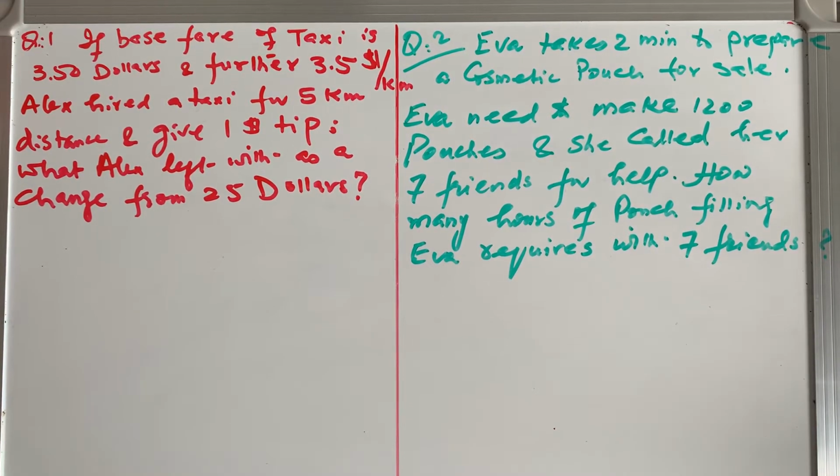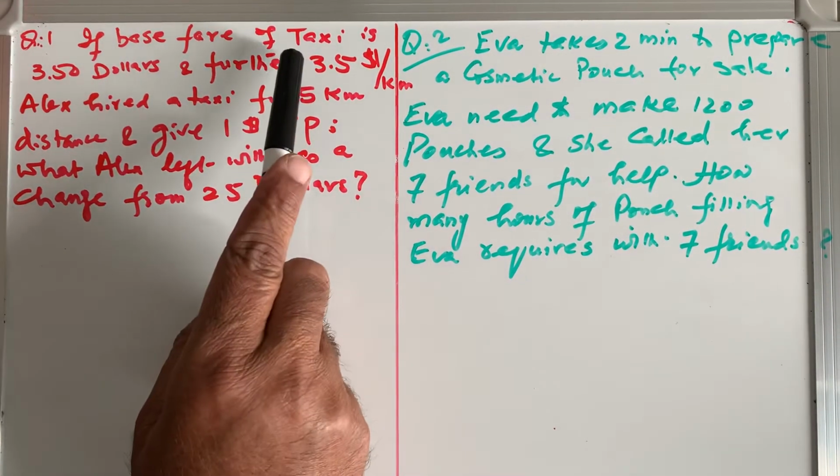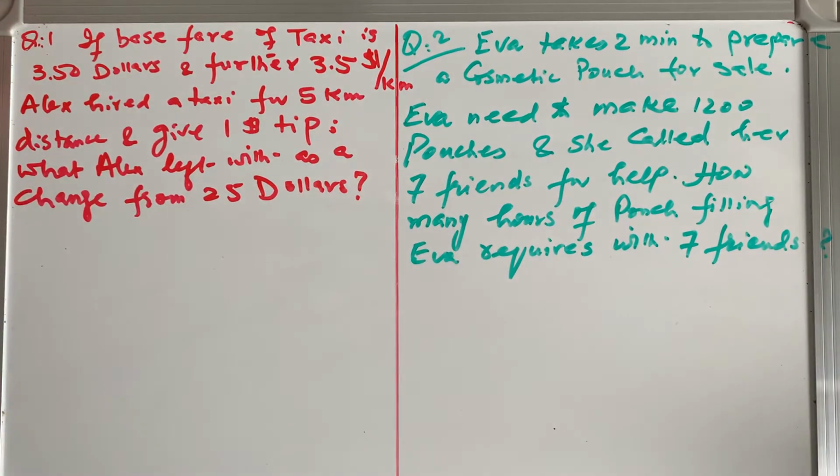Question number 1. If the base fare of a taxi is $3.5 and further is $3.5 per kilometer, Alex hired a taxi for a 5 kilometer distance and gave a $1 tip. What was Alex left with as change from $25? So he has got $25.